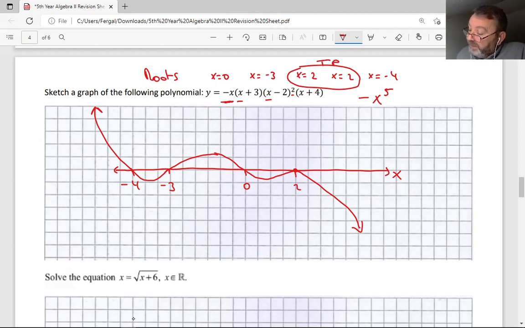x's. So minus x by x is minus x squared. Minus x squared by x squared is minus x to the 4. And minus x to the 4 by x is minus x to the 5. And that tells me everything about the arms. If the leading coefficient is negative, right arm down. If the power is odd, left arm up. And all you've got to do then is go through 4, go through 3, go through 0, turn on 2, and that's what your polynomial should look like.